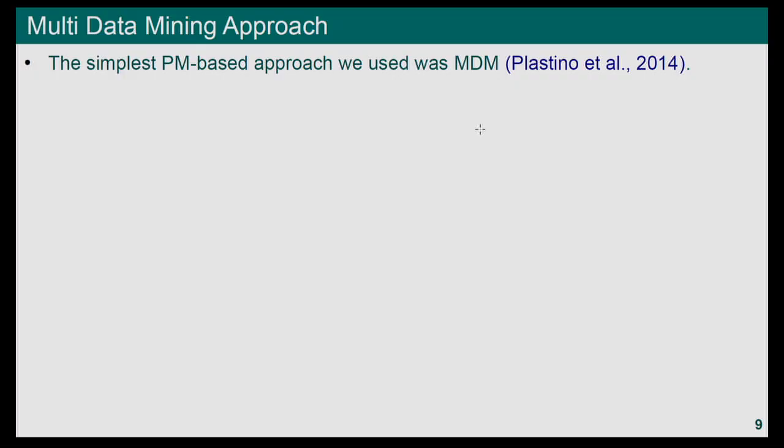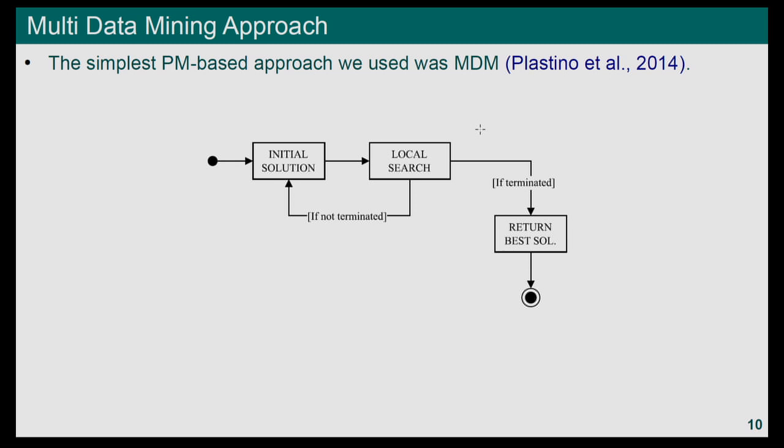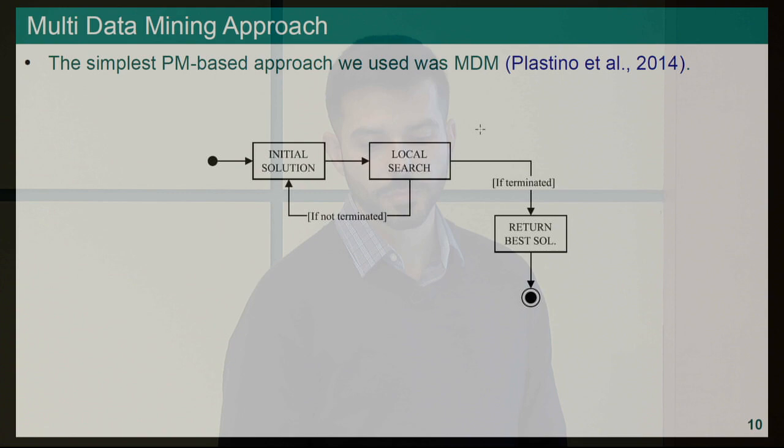The first is called multi-data mining. It is the simplest method we used with VRPs. It was designed to work with multi-start metaheuristics, which have this simple framework. It's an iterative framework with two basic steps, two basic components, an initial solution generator and a local search. A good example of this is GRASP, but of course it's usual to replace this local search component with an ILS or a tabu search and so on.